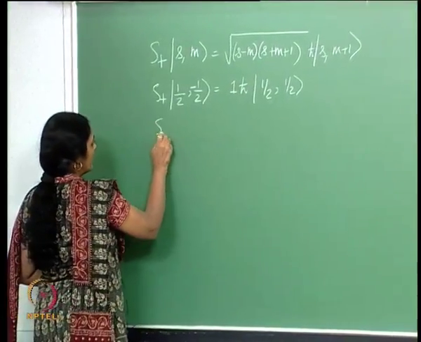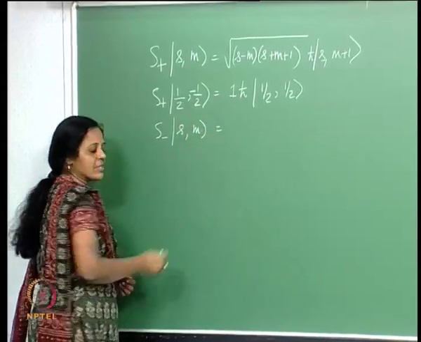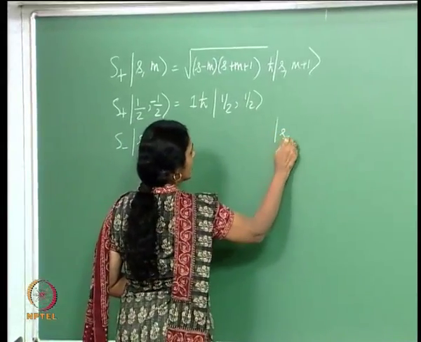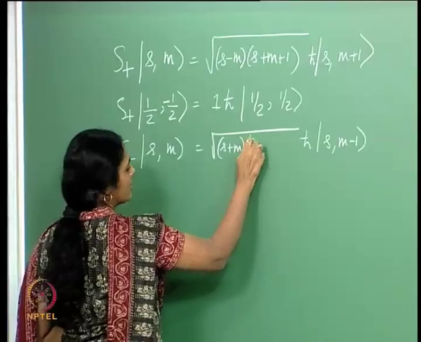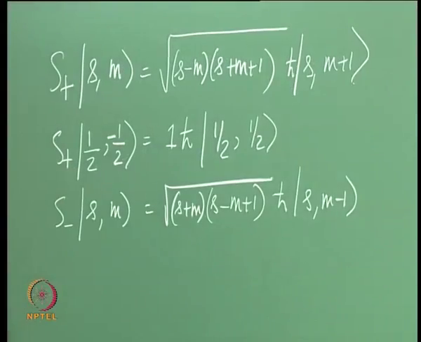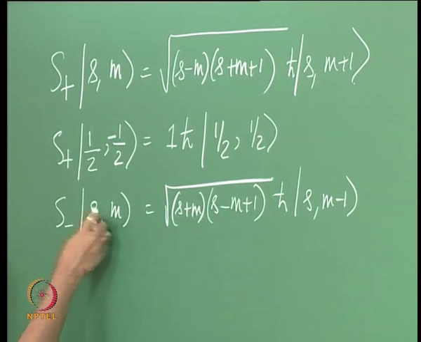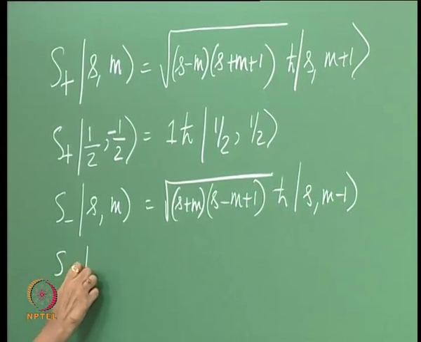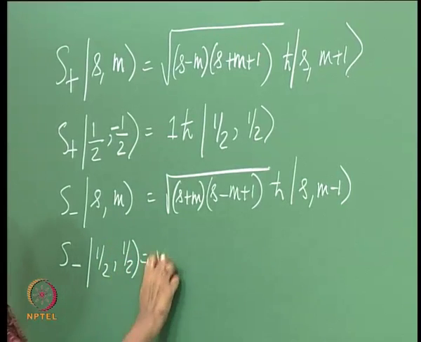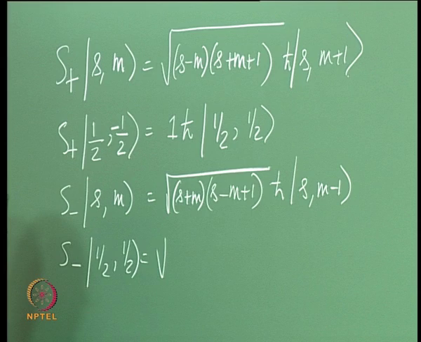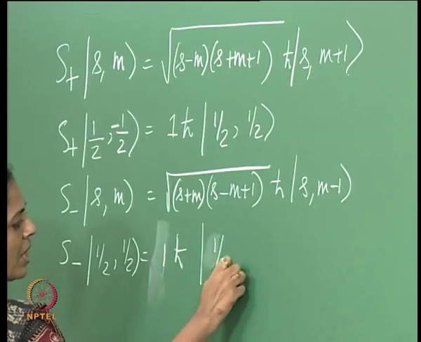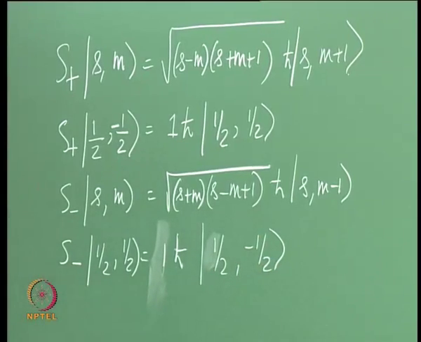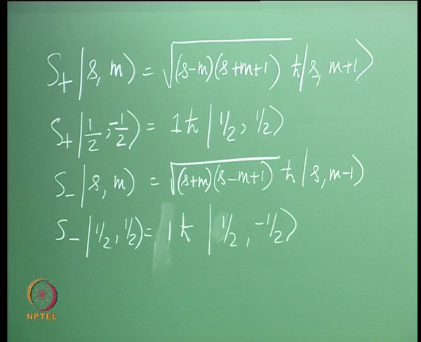Now, similarly, S minus acts on a state given by the labels S comma M, takes it to the state S, M minus 1 with a coefficient which is root of (S plus M) times (S minus M plus 1). And therefore, in our example, S minus acting on the state half half will take it to this coefficient which really turns out to be 1 ħ times S comma M minus 1 which is half minus half. This is true even for the three level atom and this is a general expression which can be derived from the angular momentum algebra.